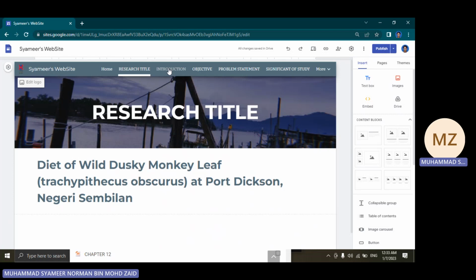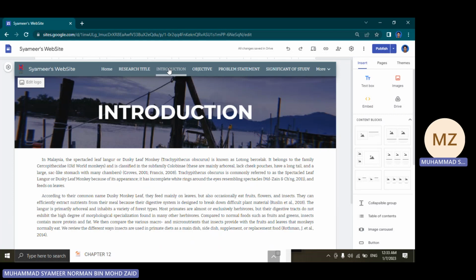So we move on to the introduction. I talk about this particular leaf langur, or dusky leaf monkey. Why it's known as the dusky leaf monkey and also known as the spectacled langur is because of the white ring around their eyes resembling spectacles, and it feeds on leaves. So that's called the spectacled leaf langur.